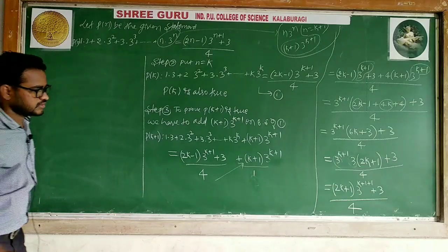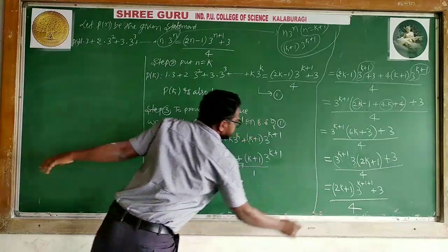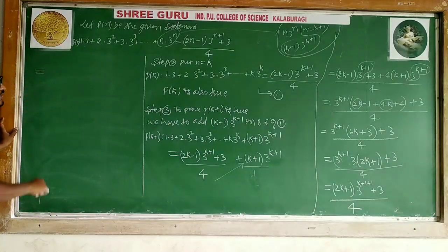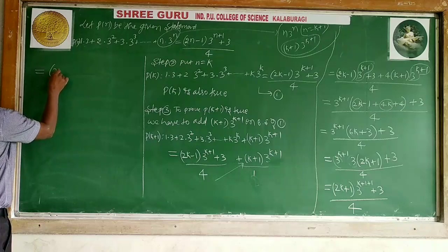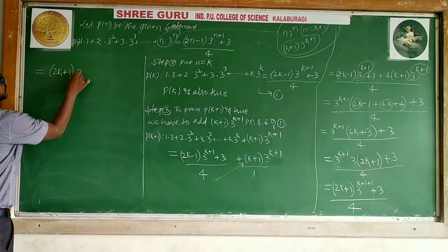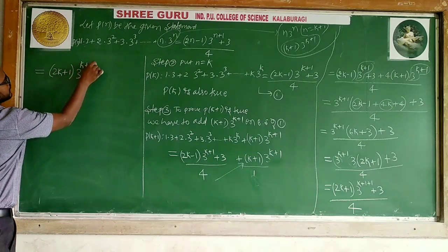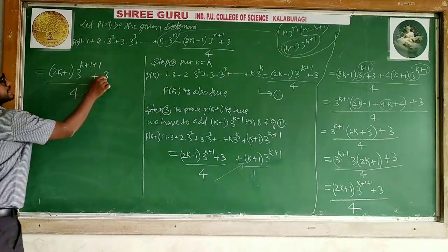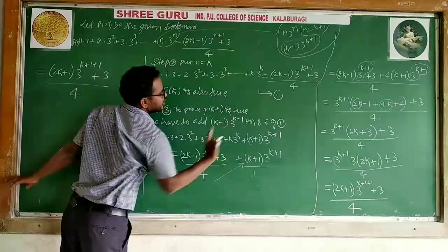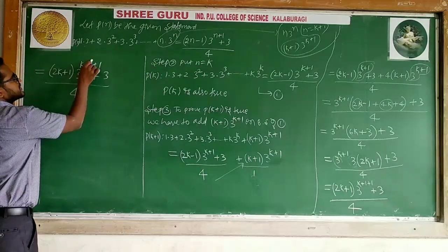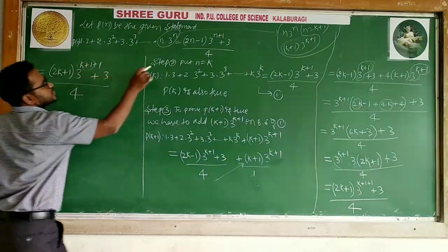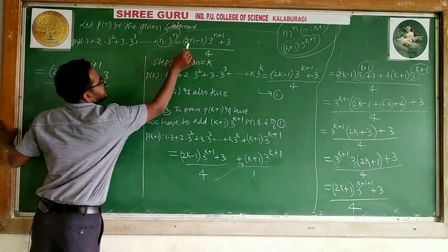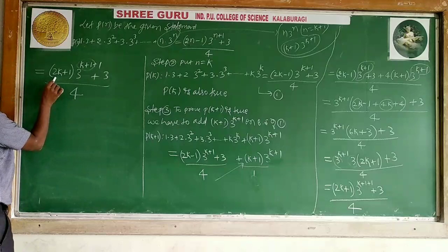This I am writing here is equal to what? 2k plus 1, no? 2k plus 1, 3 to the power k plus 1 plus 1 plus 3 divided by 4. Problem is what? 3. Here also 3. There 3 I got. 3 to the power n means n place I got here this k plus 1, plus 1 divided by 4. Only the thing is instead of 2n minus 1, I had 2k plus 1.